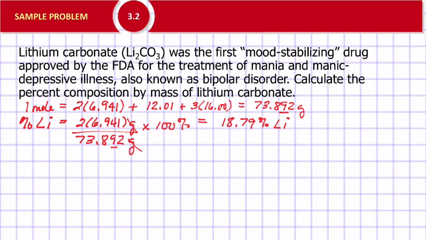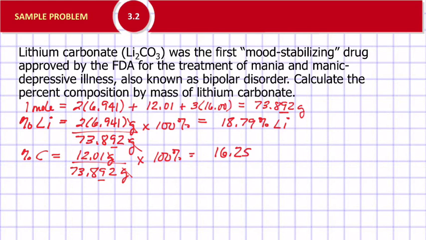And we're going to do a very similar calculation for the other 2 elements. So the percent carbon equals the mass of carbon divided by the mass of the whole sample, the mass of the compound. So the mass of carbon is 12.01 grams divided by the mass of the compound. So always the part divided by the whole times 100. And grams cancel out. 12.01 divided by 73.892 gives me 16.25% carbon.